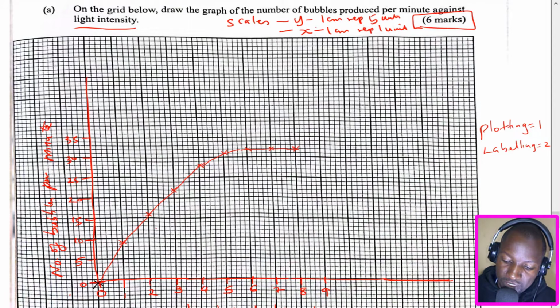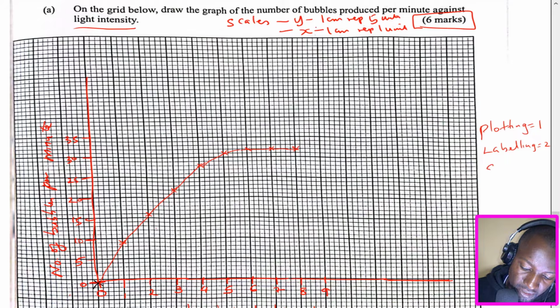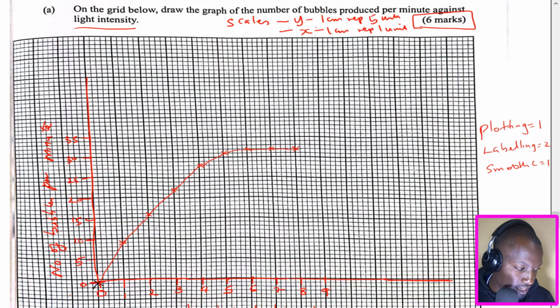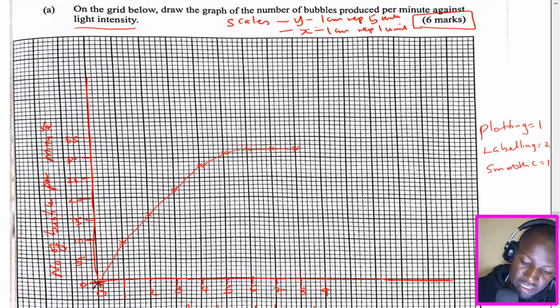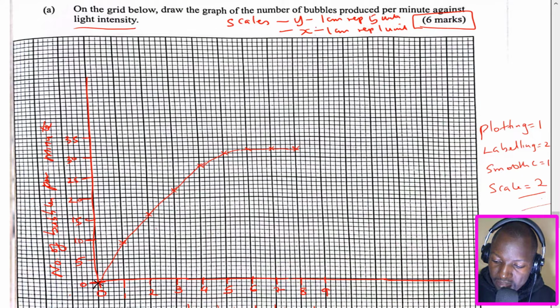If your curve is very smooth, you'll have 1 mark. Remember, it's only 1 curve. And if you have a scale, the scale I talked about earlier, then the scale shall give you 2 marks. This will total 6 marks in that question.